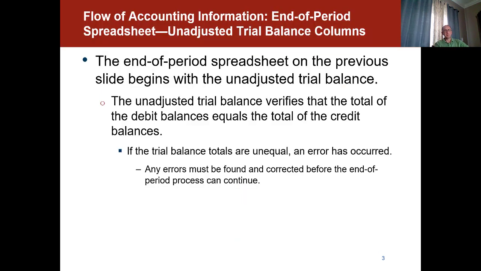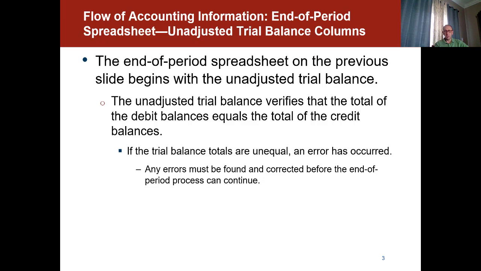So the end of period spreadsheet on the previous slide begins with the unadjusted trial balance. The unadjusted trial balance verifies the total of the debit balance equals the total of the credit balance. And this is based on what we had in Chapter 2. If the trial balance totals are unequal, an error has occurred.